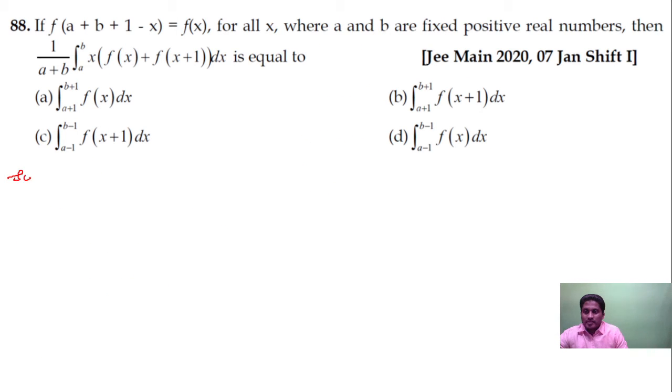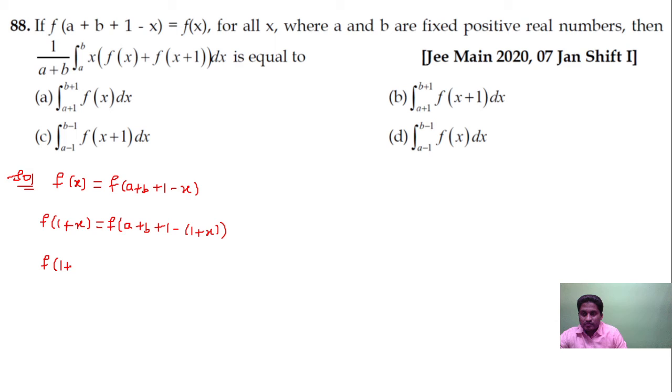Okay, now see, in this question, f of x is equal to f of a plus b plus 1 minus x. This is f of x. Okay, f of 1 plus x, if I replace x by 1 plus x, f of 1 plus x will be equal to f of a plus b plus 1 minus 1 minus x. Okay, and x can be written as 1 plus x. So f of 1 plus x is equal to, okay, if you open the bracket, it is equal to f of a plus b minus x. Yes, this is f of 1 plus x. Okay, and this is f of x.